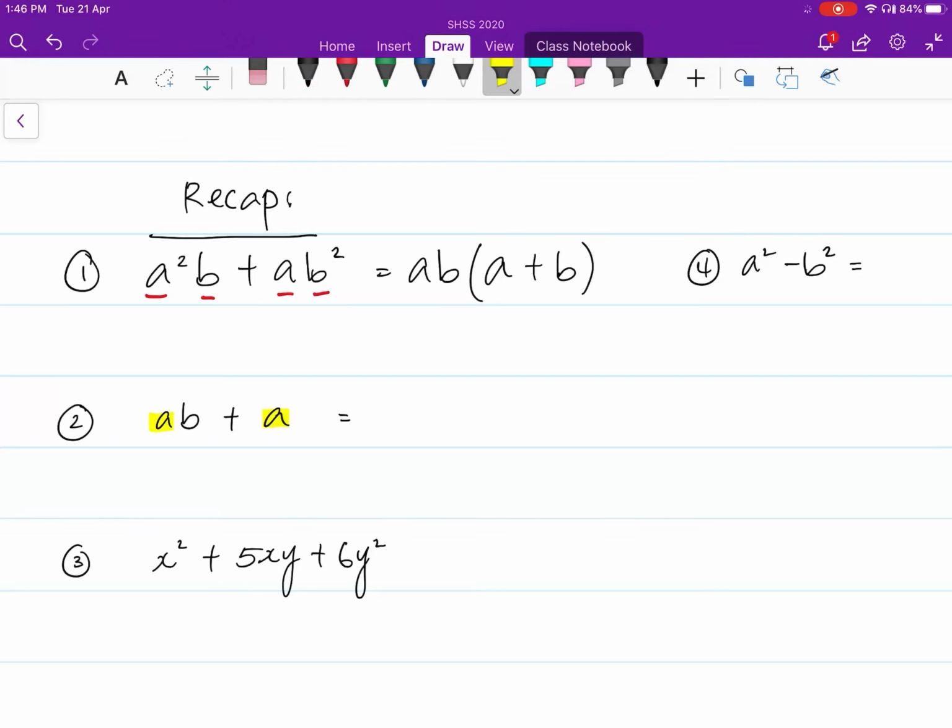Now, for number 2 factorization, we will see that the common factor here is a. So we can also pull out a, and we are left with b plus 1. Don't forget about the plus 1. After you take out a, you are left with just 1.